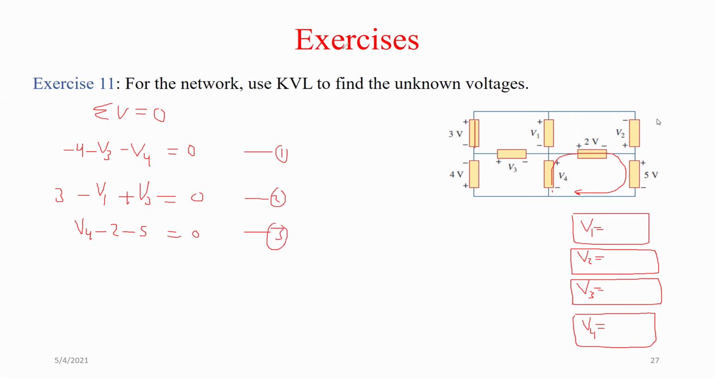Then see, whenever I finish with the loop, I delete it. So I just do the other one. The last one, I'm gonna go this way in this loop. So I'm gonna start here, plus V1, plus V2, plus 2 volt. So it's V1 plus V2 plus 2 volt equal to 0. This is the 4.